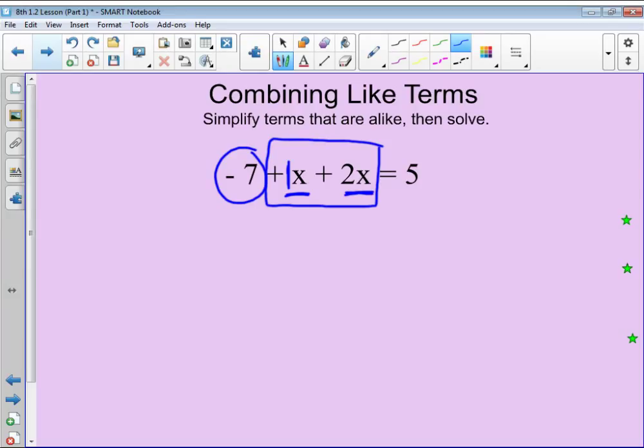So my -7 is still going to stay there. There's nothing to combine it with right now. And we'll do some shifting in a minute with our 5. But right now, I'm going to keep this -7 there. Now, when I look at what I have in a box here, I have a positive 1x and a positive 2x. So 1x plus 2x, what's 1 plus 2? It's 3, right? So I have to remember that that's positive 3 with an x equals 5.